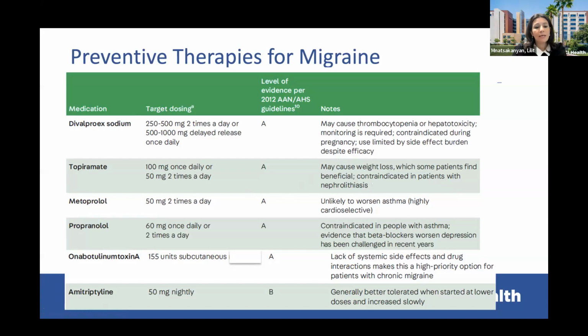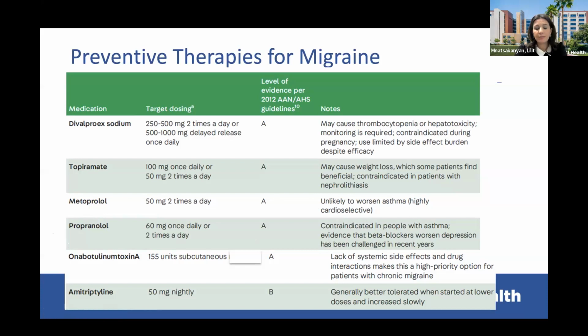And then, moving on, the next category that has level A evidence is the beta blockers, with propranolol being more commonly used, but it has limitations in people who have asthma. It can worsen depression. Metoprolol is more cardioselective, so it should not worsen the asthma. And then there is onabotulinum toxin, Botox injections, that are approved for chronic migraine therapies.